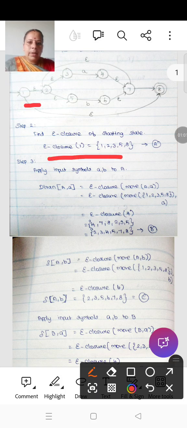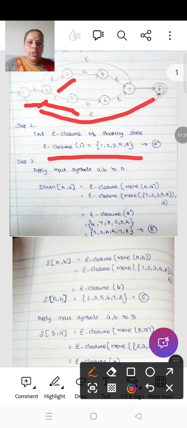So here we represent the epsilon closure of 1. From 1 to itself, and from 1 you have a transition moving to 2, and from 2 you have two empty transitions moving to 3 and 5. So we have 1, 2, 3, 5, and from 1 there is also an epsilon transition moving to 8. So the epsilon closure of 1 is 1, 2, 3, 5 and 8.